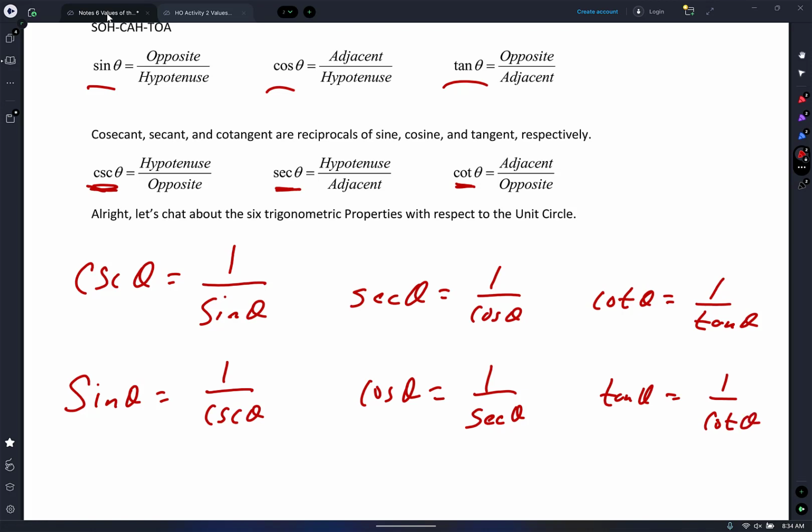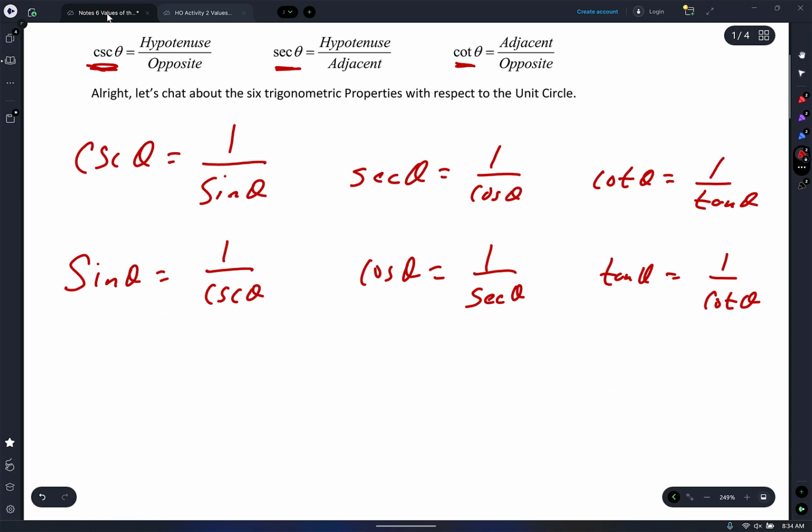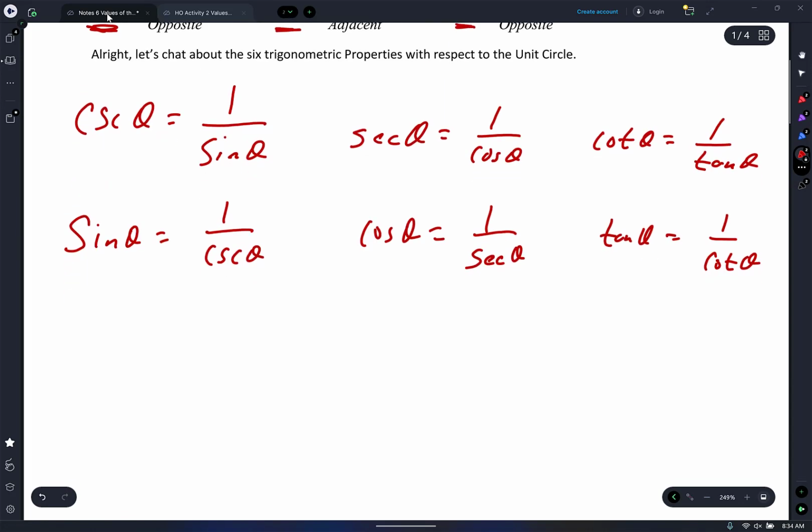Nothing crazy, reciprocal properties. How do we feel so far? Not bad, right? Nothing crazy? Okay. Let's see.